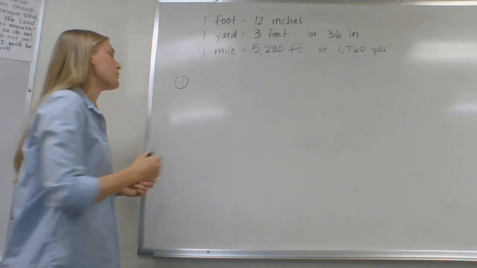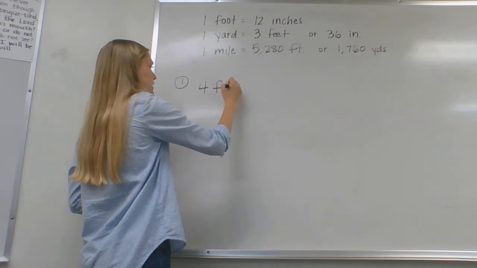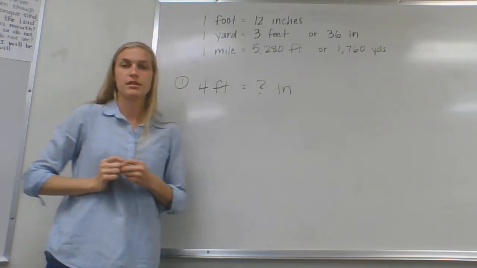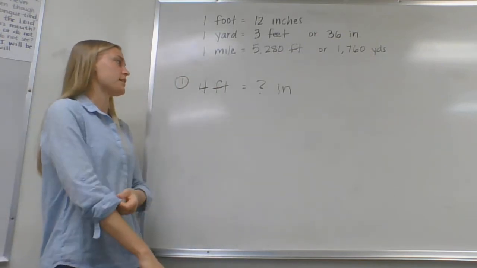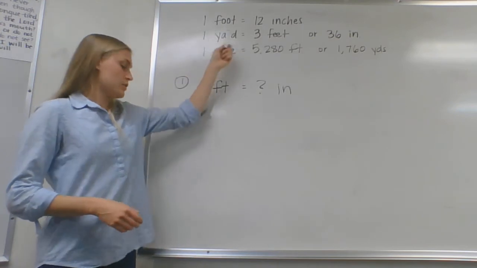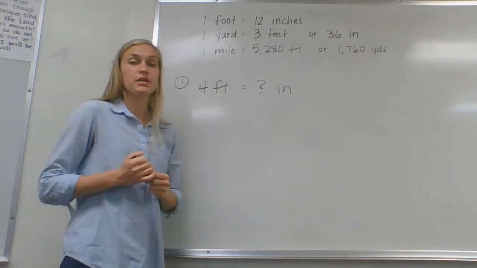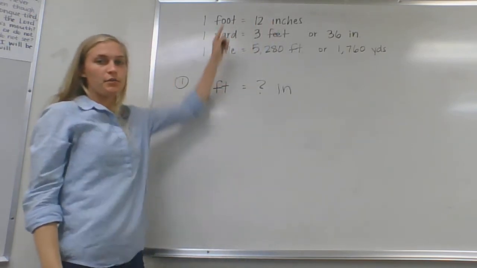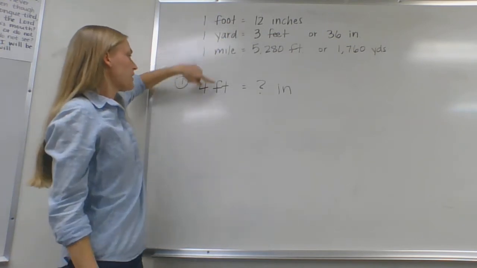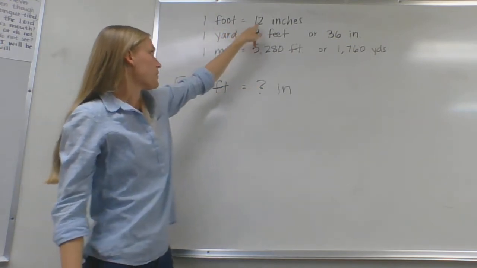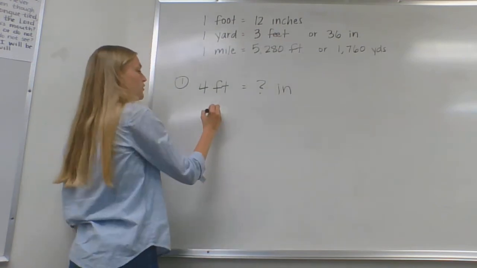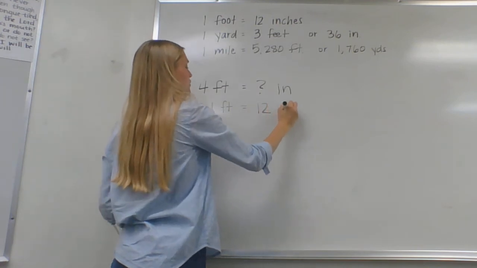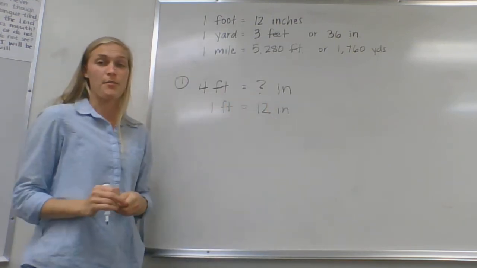Let's say I give you 4 feet, and I want to know how many inches that is. Well, you're going to use this information from this chart to help you answer that, because we know that 1 foot is 12 inches, so you have to find which one you need. In this case, we're going from feet to inches, so I'm going to find this one because it's feet and inches. So 1 foot equals 12 inches.